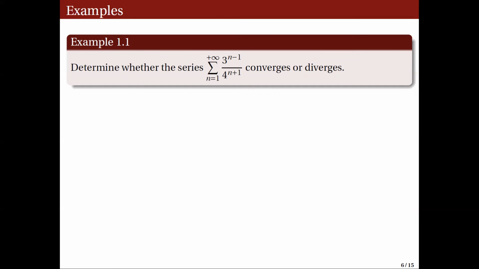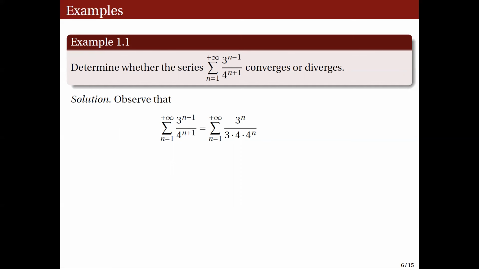Let's determine whether the series, the sum of 3 to the n minus 1 all over 4 raised to n plus 1, from 1 to infinity, converges or diverges. So first, let's write the given series as follows. We write 3 to the n minus 1 as 3 to the n over 3, and 4 raised to n plus 1 as 4 times 4 to the n.